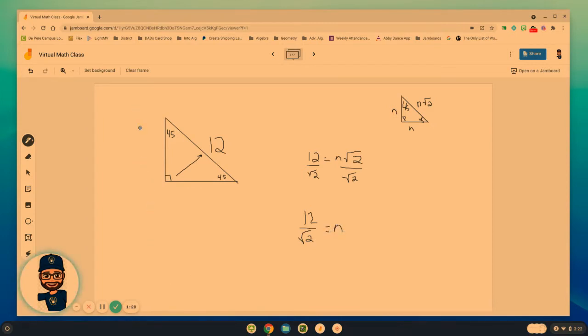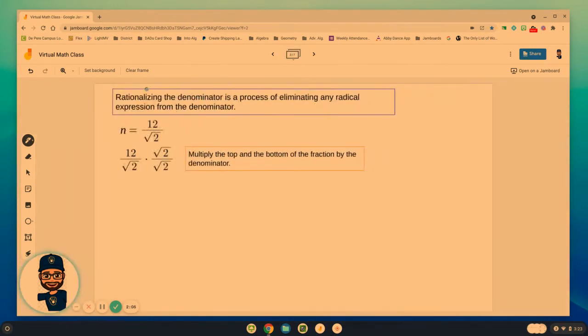Right, that's where we left off yesterday, that these two sides were going to be 12 over the square root of 2. And technically speaking, that is correct. That's right. The problem that we have, though, is when we look at this from a math context, it's not proper for us to leave square roots, these radical signs, in the denominator. We typically want to undo that process somehow, and that process is called rationalizing the denominator. It's a process of eliminating any radical or square root from the denominator.